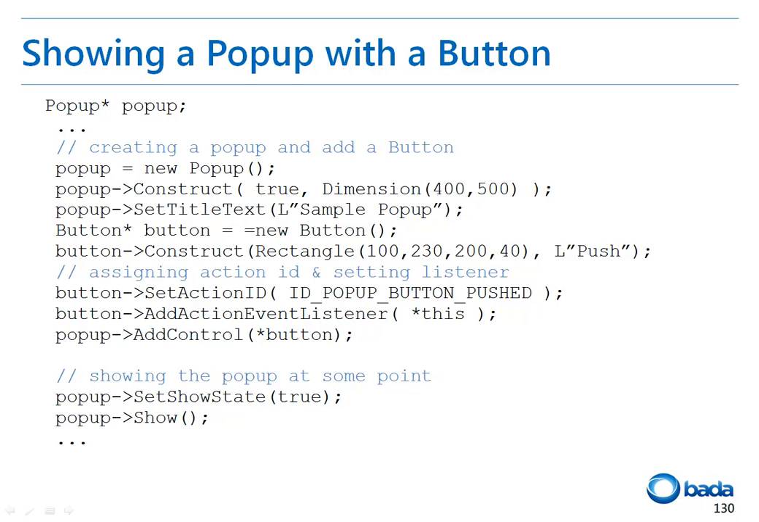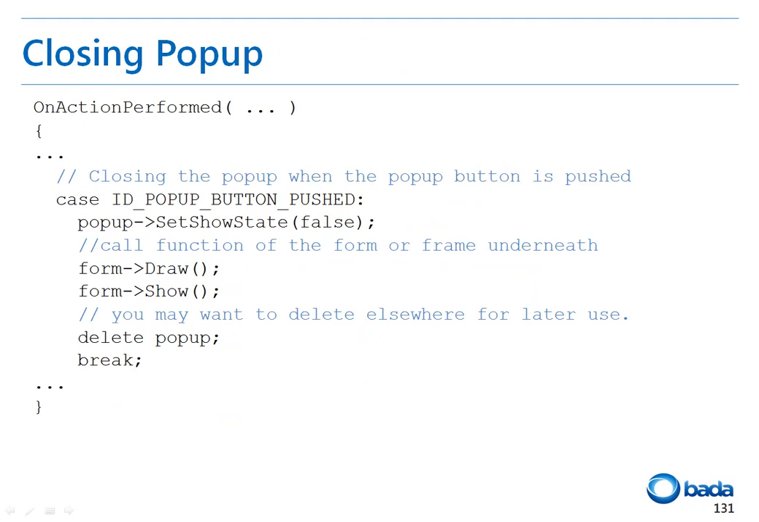If the pop-up is to be displayed on the screen in a part of the program, you can do this by setting the Set Show State of the pop-up to True and calling the Show function of the pop-up. We have implemented the code so that if the button of the pop-up is pressed, the pop-up disappears. When the button is pressed, the show state of the pop-up is set to false, and then the form below the pop-up is drawn and shown, so that the pop-up is removed from the screen. Finally, if the pop-up is no longer required, you have to explicitly delete the pop-up.